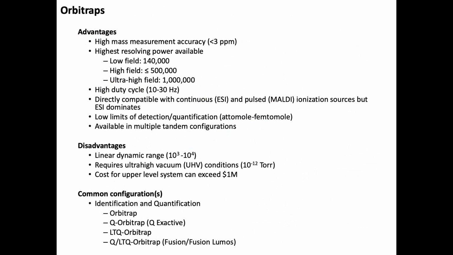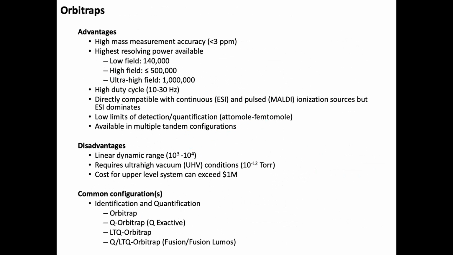The resolving power: you can't get mass accuracy if you can't resolve these peaks really, really well. So the lower field Orbitraps are like 140, all the way up to the ultra high field, which you can now get to 1 million, which is just phenomenal. It used to be you had to use something like FTICR, which you don't have to do anymore. Duty cycles are 10 to 30, probably now with the Fusions it's up around 50, depending upon what you want to do. They are compatible with electrospray and MALDI, but for the most part they are dominated by electrospray.